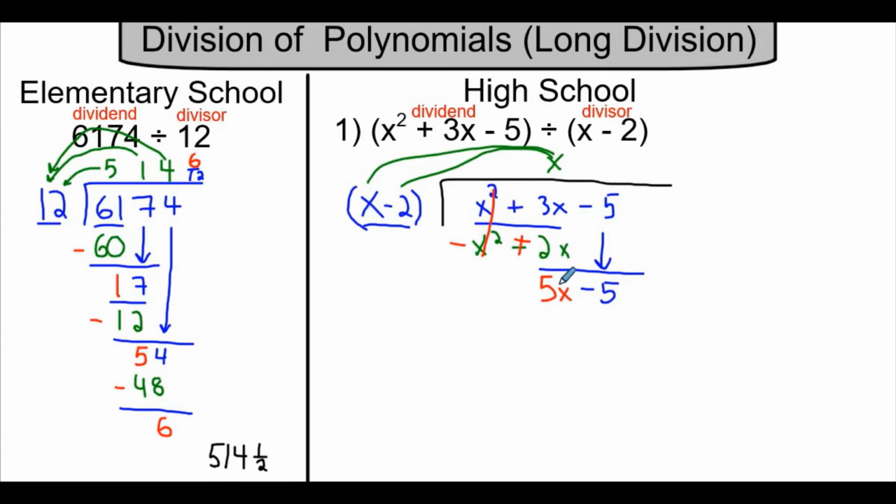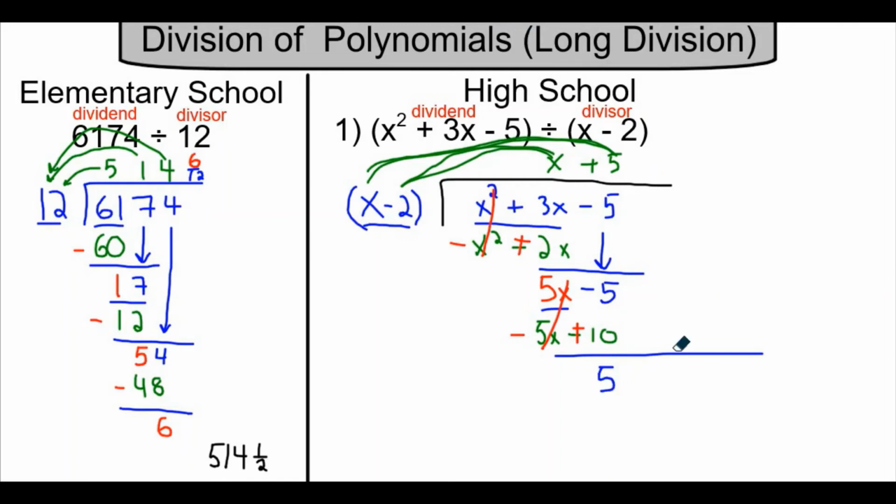So the way to make x become 5x is to multiply it by 5, and then to move this by distributing. 5 times x is 5x. That'll cancel in just a second. And 5 times negative 2 is negative 10. Now I'm going to subtract each term, subtract the first term and subtract the second term. This one will cancel. This one is changing to an addition sign. So my remainder is negative 5 plus 10, which is 5.